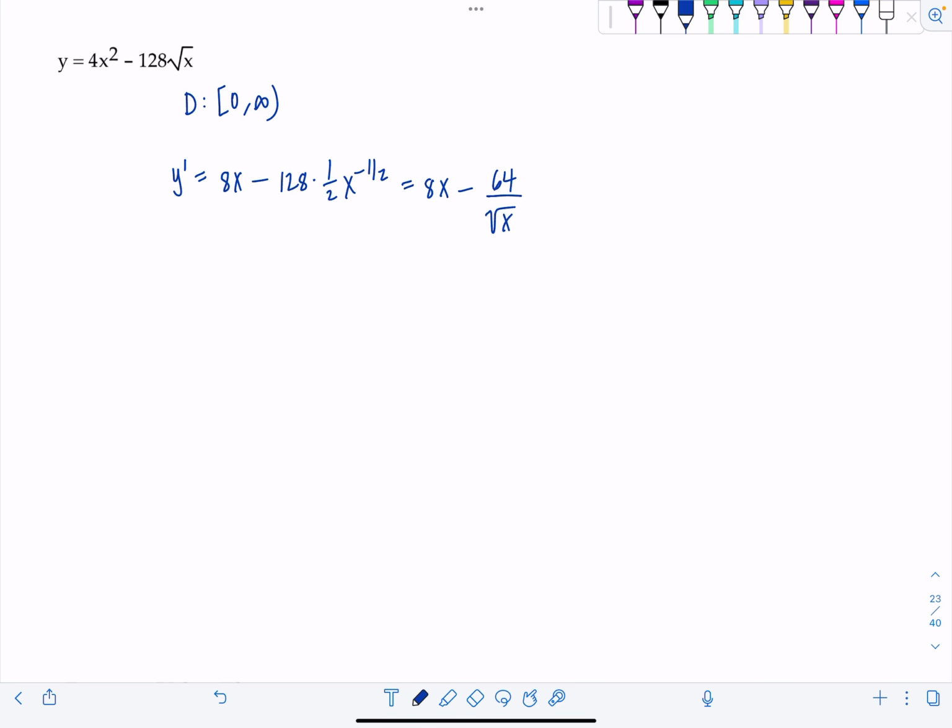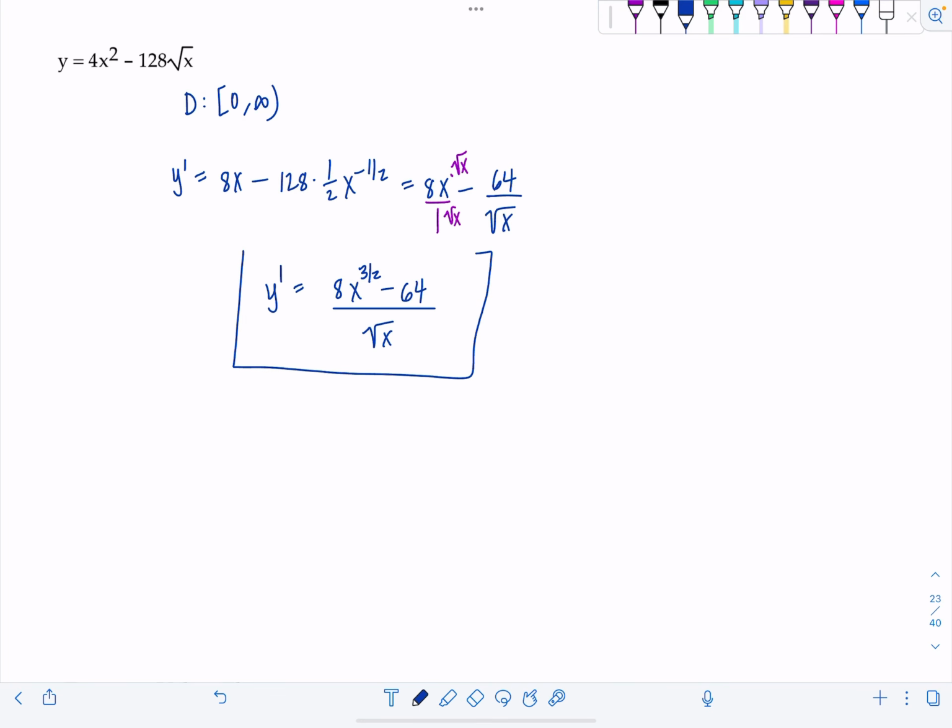And no, we don't leave it that way. We get a common denominator. So I'm going to multiply 8x by rad x, top and bottom. And then now I have y prime equals, I'm going to write 8x to the 3/2 minus 64 over square root of x. Box it. That's beautiful.